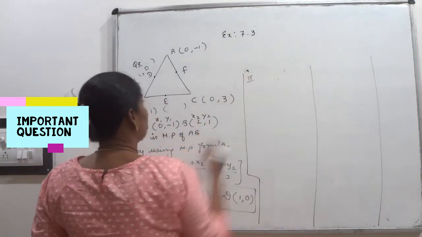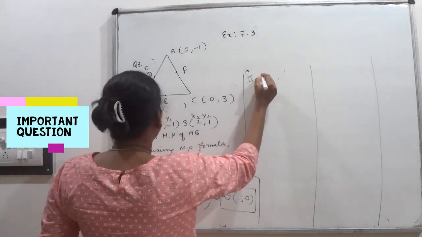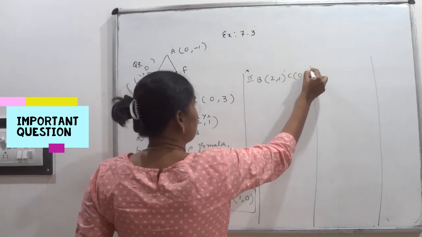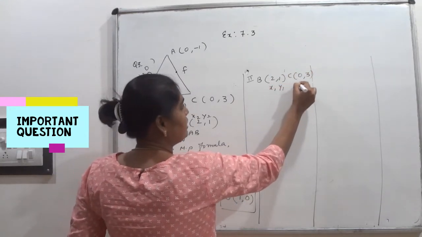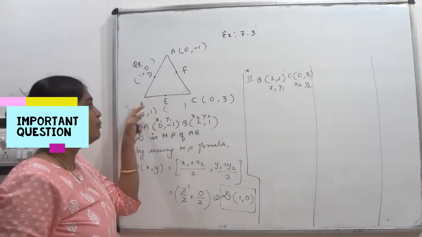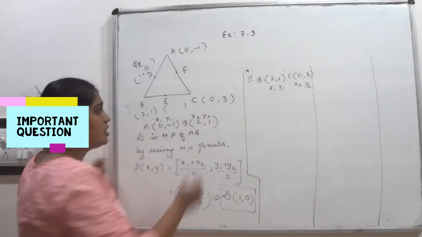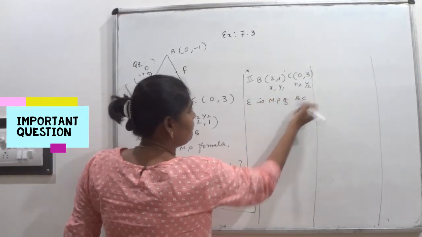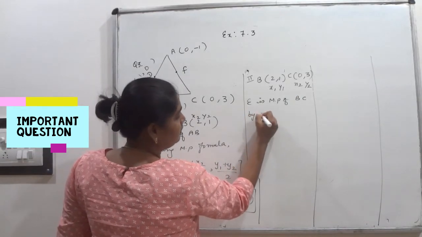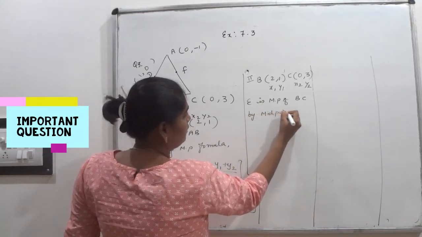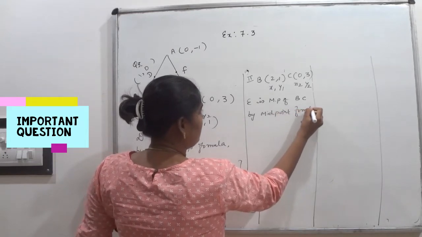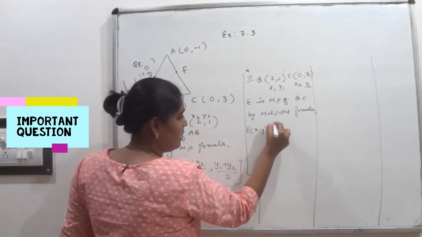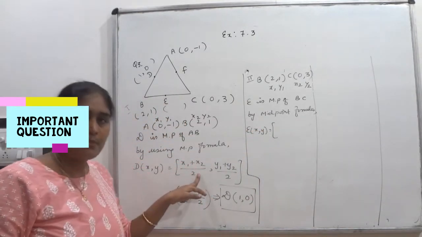Second part, I am going to find the E point coordinates. So before that write B, that is (2, 1), C, that is (0, 3). Mark x1, y1, x2, y2. You know that E is the midpoint of BC. This is given in your question. So write it here, E is the midpoint of BC. By the midpoint formula, we can find the coordinates of the E point.